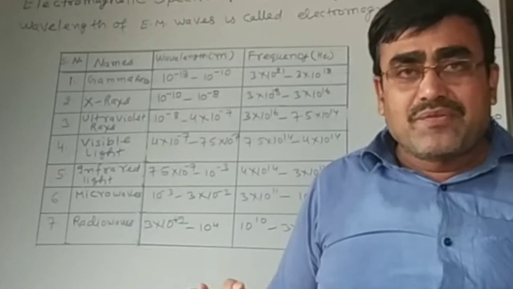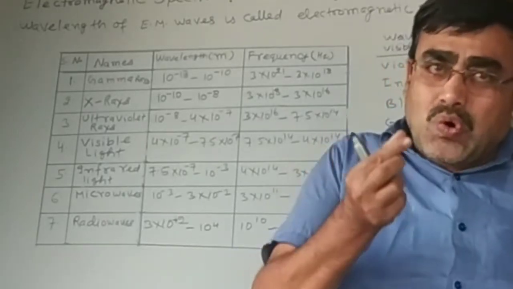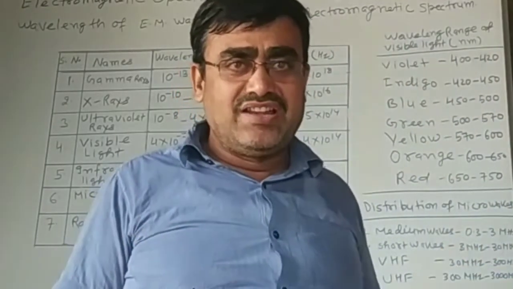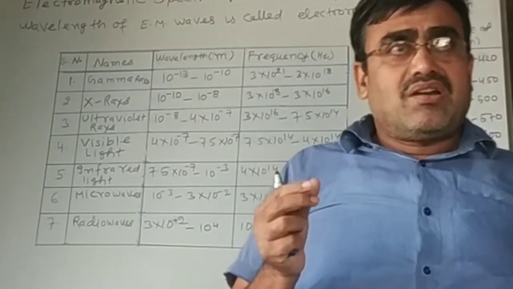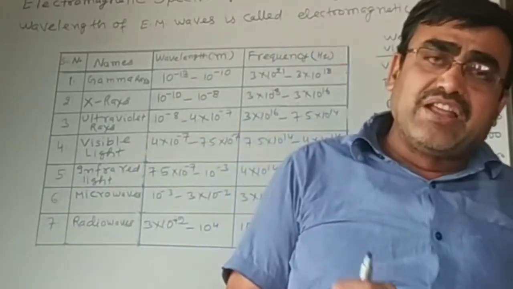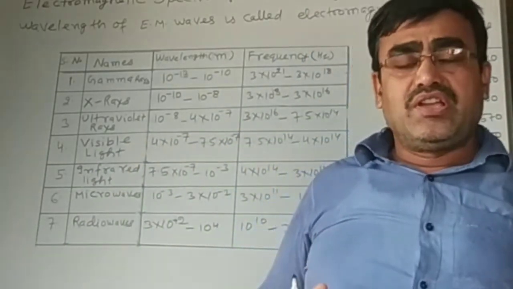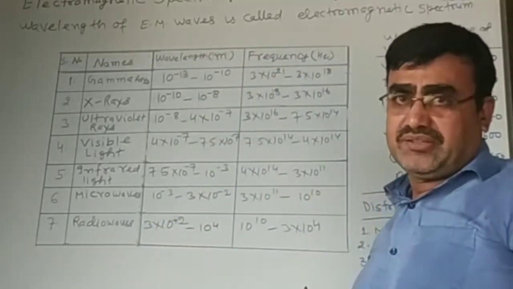And what is the frequency? The total number of oscillations and rotations which happen in 1 second is known as frequency.